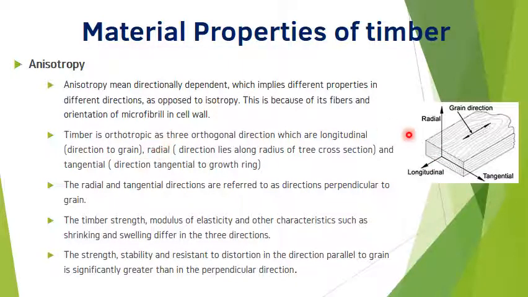Radial. Direction lies along the radius of the tree section. And tangential. Direction tangential to the growth ring. The radial and tangential directions refer to the direction perpendicular to the grain.